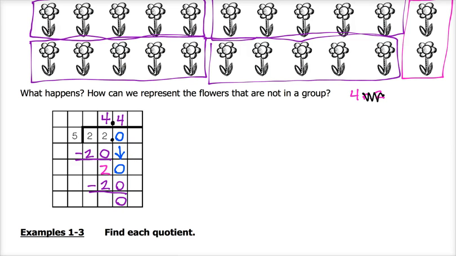The answer to this division problem does have a remainder, but we represent that remainder with a decimal, and this would be 4.4, or 4 and 4/10.